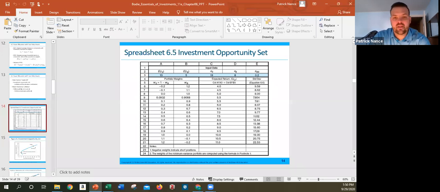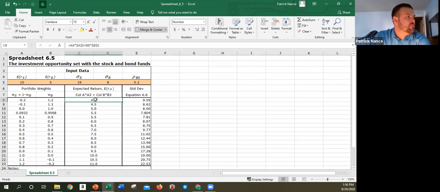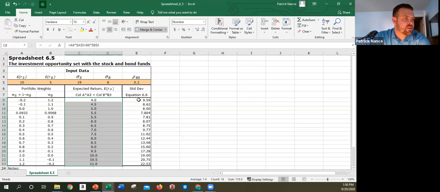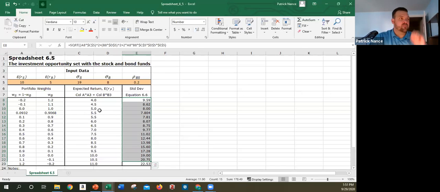Let me go to the actual Excel to show that formula. Okay, so I've got 0.2 times 10 plus 1.2 times 5. And I continue the same thing going down. Negative 0.01 times 10, 1.1 times 5, and add it together. This gives me my expected return for the portfolio. And then I look over here for my standard deviation. So what I'm looking for in this investment opportunity is the highest expected return with the least amount of standard deviation. So that should tell me how much weight I want to put in bonds versus stocks.